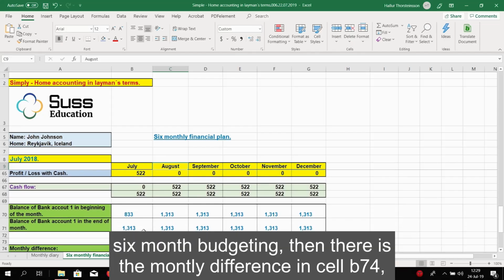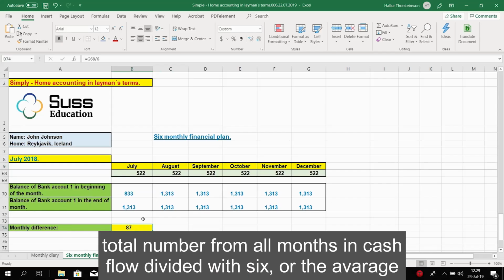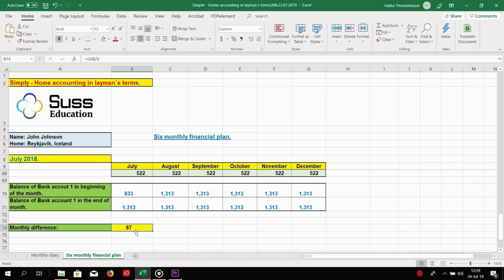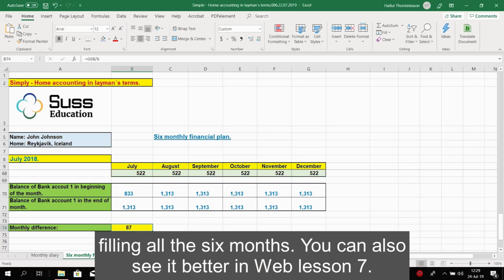In the end, with 6-month budgeting, there's monthly difference in cell B74. Total number from all the months and cash flow divided by 6, or the average per month as profit. This becomes more clear when we are done filling all the 6 months. You can also see it better in web lesson 7.